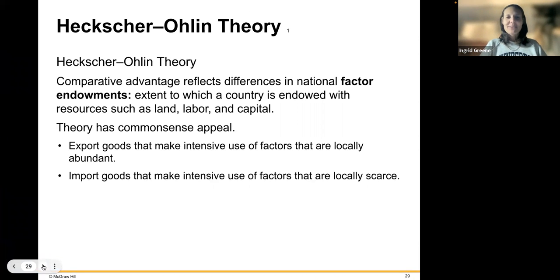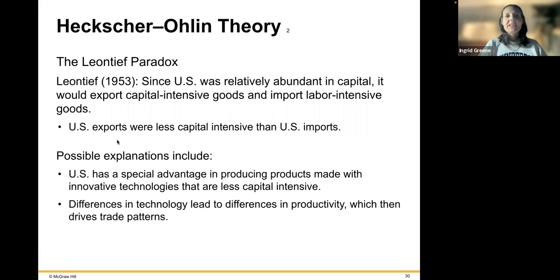But we're going to move on to the next slide here, the Leontief paradox. In 1953, the economist Leontief said that since the U.S. is relatively abundant in capital, it would export capital-intensive goods and import labor-intensive goods. But U.S. exports were less capital-intensive than U.S. imports. And so nobody really knows why there's this paradox, why the Heckscher-Ohlin theory doesn't naturally play out.